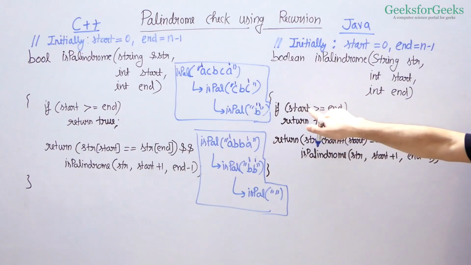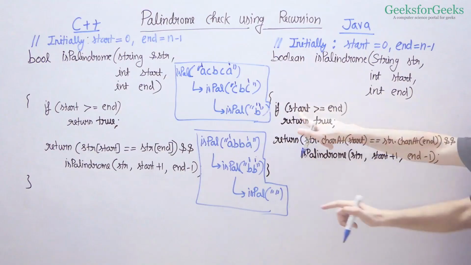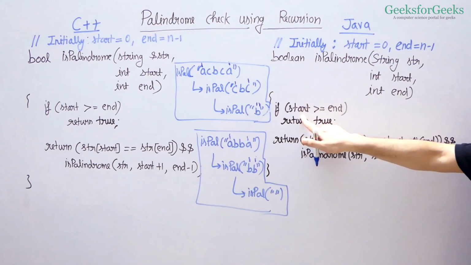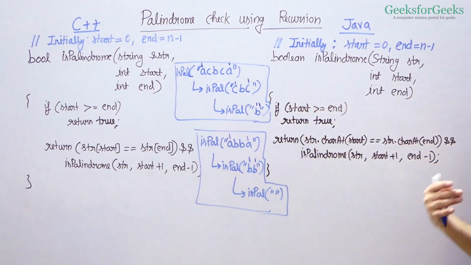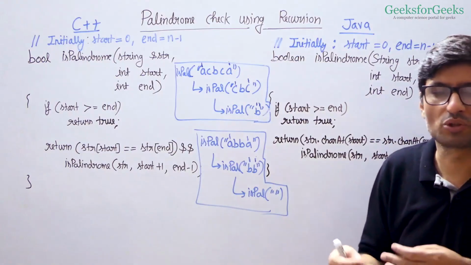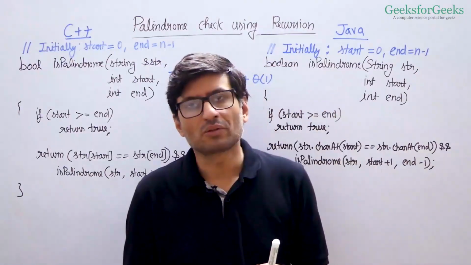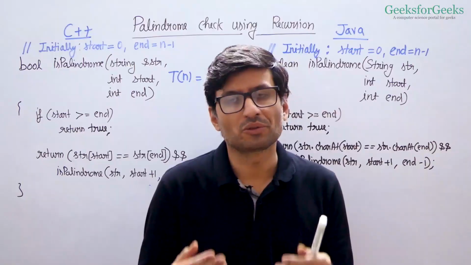So we have written both the cases in single if condition. If start becomes greater than or equal to end, then we return true, right? That handles both the cases. Let us now talk about time complexity of this solution.